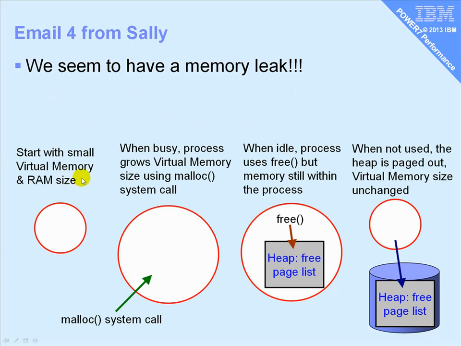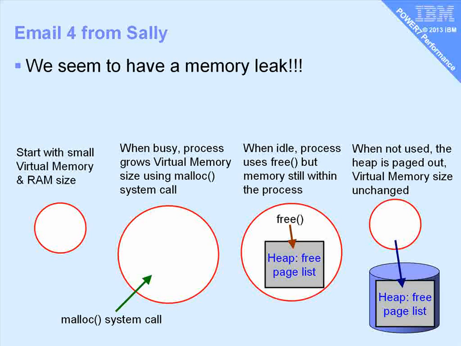Well, when we start off, we start with a fairly small amount of memory, just the bare minimum to get it going. When the processes get busy, they use the malloc system call to grow their virtual memory size to give them extra scratch pad areas, places to load files and manipulate data. Now when the process goes idle, it uses the free library call, but that doesn't actually free up the memory from the process. It just releases the memory into what's called the heap, and it keeps a list of all the free memory pages that were used but now are not used.